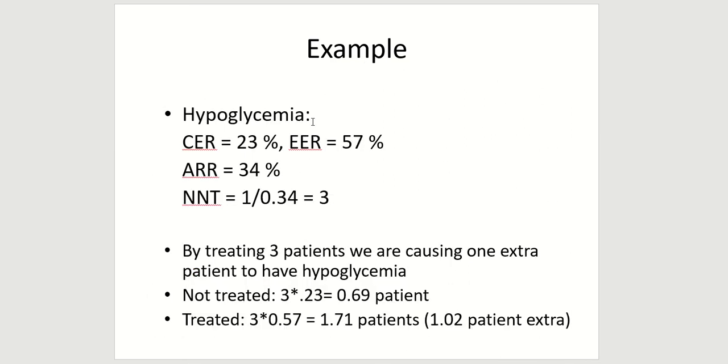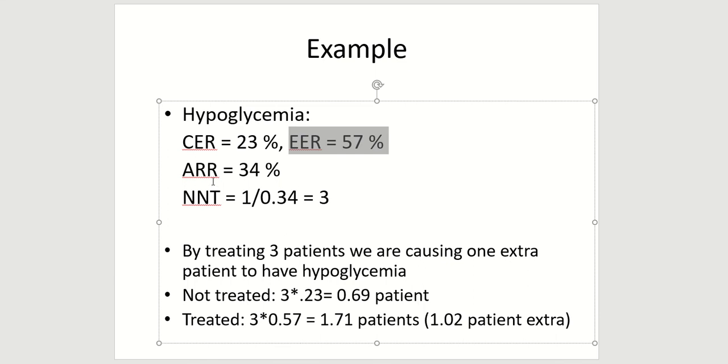This is the hypoglycemia, where you're actually causing a bad outcome. 23% of the not treated get hypoglycemia. When you treat, this goes up to 57%. That means the absolute risk increase, let me fix that, is 34%. The number needed to harm is 1 over that, meaning 3. So by treating 3 patients, I am causing 1 extra patient to have hypoglycemia. And again, you can see the calculation here and the illustration.